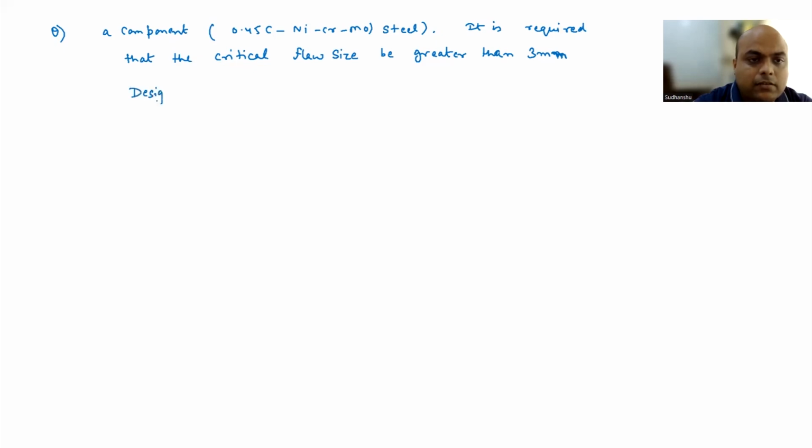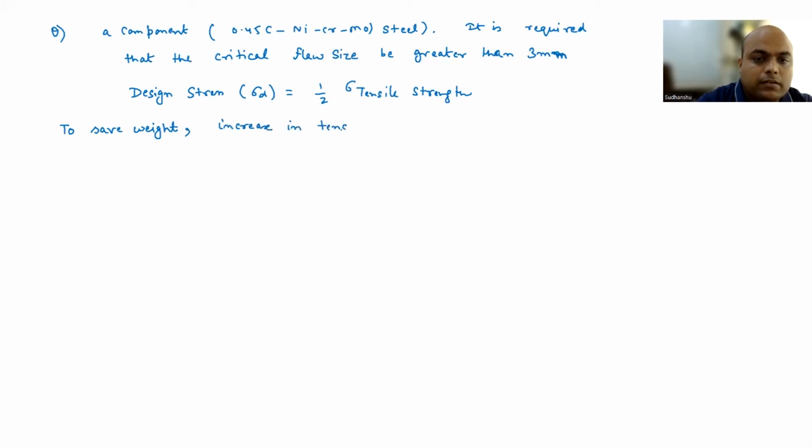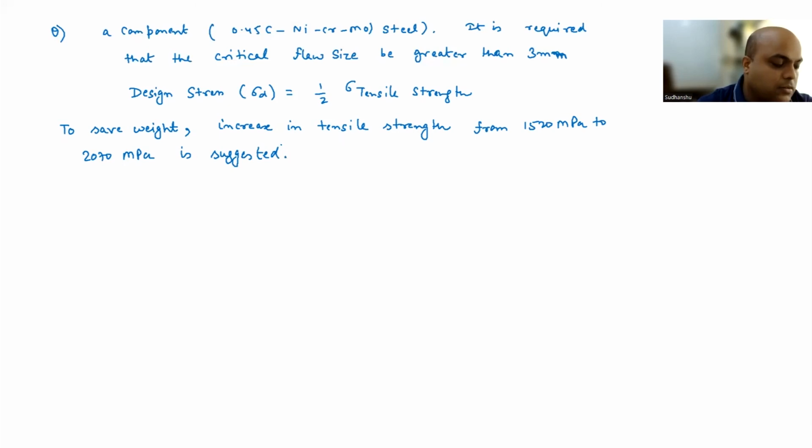Now design stress sigma d is again half of sigma, say tensile strength. Now to save weight, I'm making a statement and then we have to see whether this is going to be valid or not. To save weight, increase in tensile strength from 1520 MPa to 2070 MPa is suggested. So the question is, is such strength increment allowable?